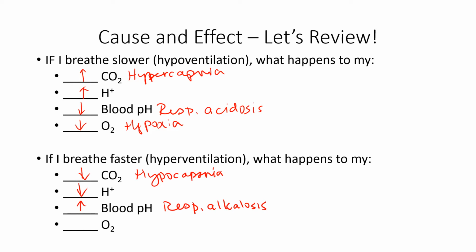All right, the faster you breathe, the more O2 you can bring in, and that can cause a condition we call hyperoxia. Let me repeat, what we're talking about here is cause and effect. Your breathing rate will influence your blood chemistry, your CO2 levels, your hydrogens, your blood pH, and your oxygen level.